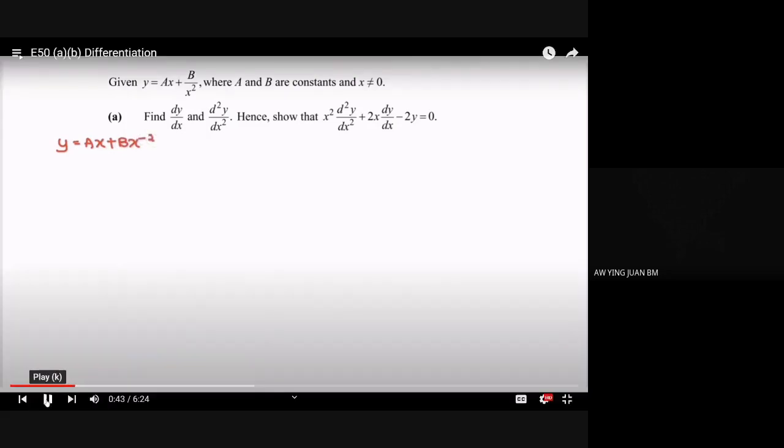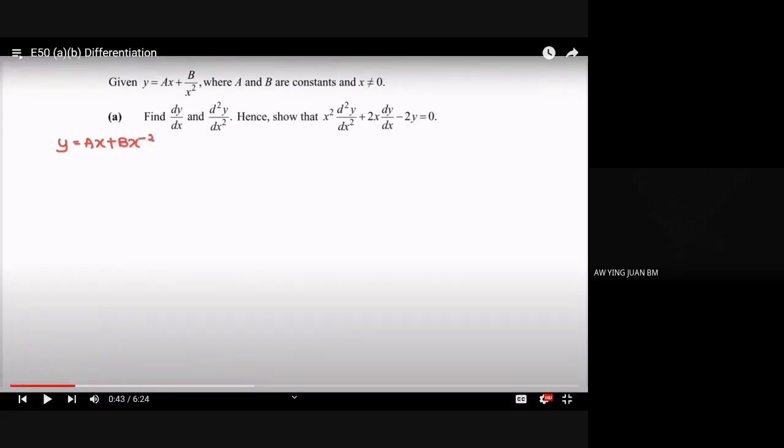So given y is equals to ax plus b over x squared, where a and b are constant and x cannot be equals to 0. Find the first derivative and the second derivative, hence show that the function is equals to 0. So before I start the discussion, I'm going to modify the situation for y. So where we have y is equals to ax plus b x to the power negative 2.